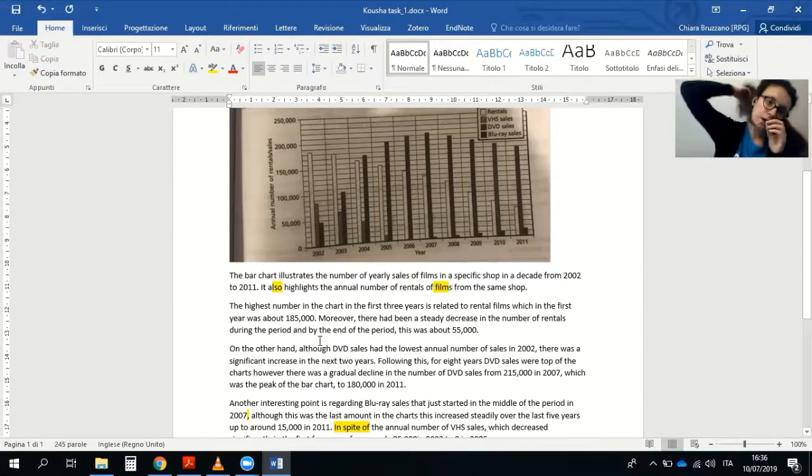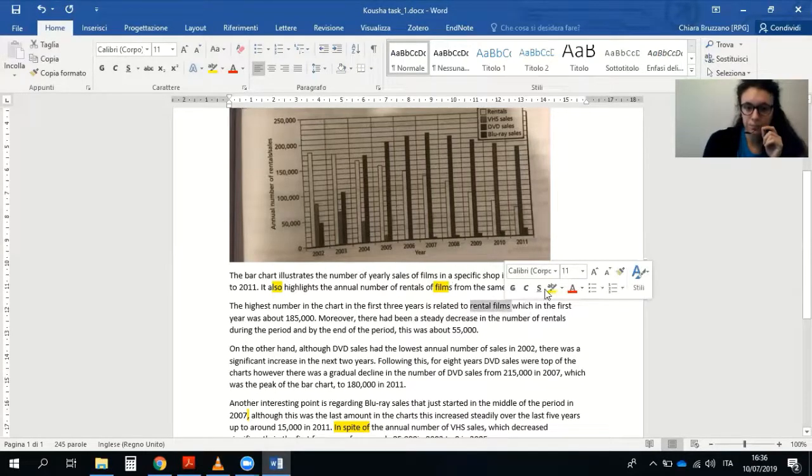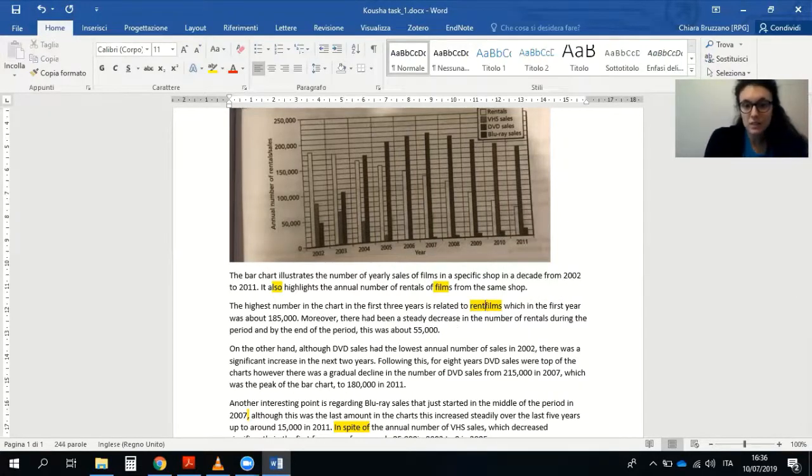Then you go on and you start talking about the highest number in the chart in the first 3 years. It's related to rental films. Now this is incorrect. You might want to say rented films. You might want to say film rentals. That would be correct, because here you're referring to the rentals. It's the number of rentals you're referring to, which in the first year was about 185,000.